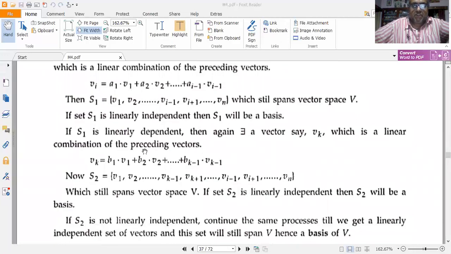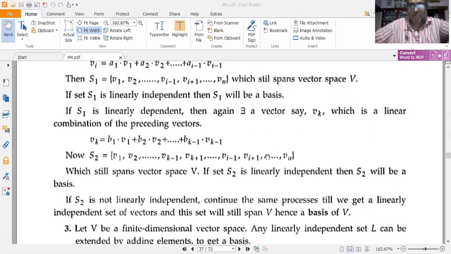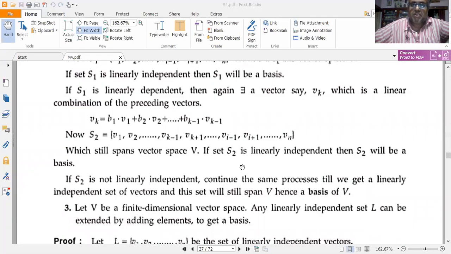So if the set S1 is linearly independent, then S1 will be a basis. This is the definition of a basis which we have studied. If S1 is linearly dependent, suppose, then there again exists a vector, say vk, which is a linear combination of the preceding vectors. So I can write vk equal to b1 v1 plus b2 v2 plus etc., up to b(k-1) v(k-1). Or I can write S2 is equal to v1, v2, etc., up till v(k-1), v(k+1), etc., up till v(i-1), v(i+1), v(i+2), etc., up till vn. So this still spans the vector space V.